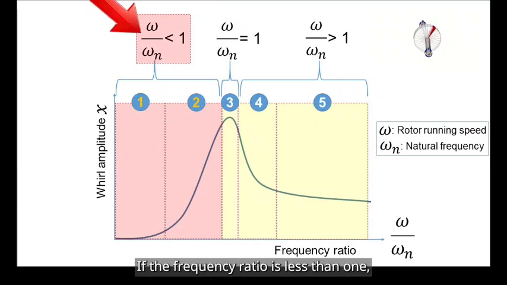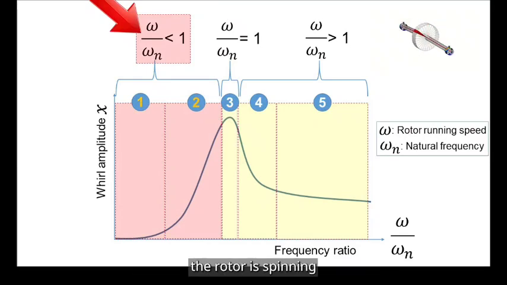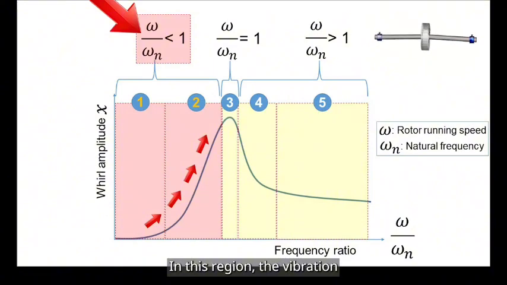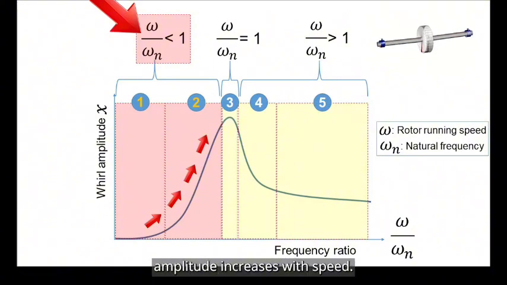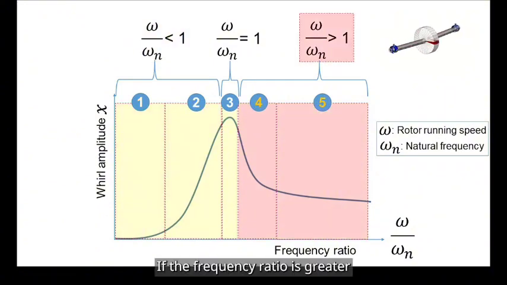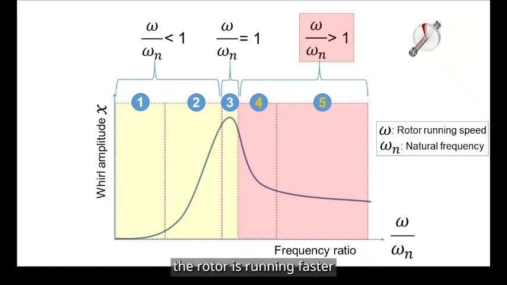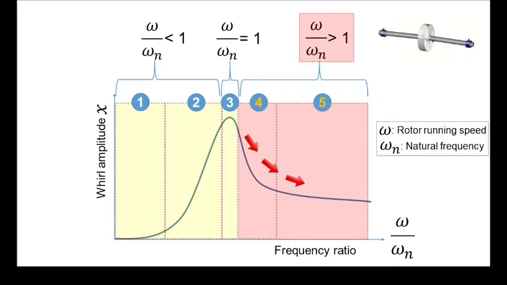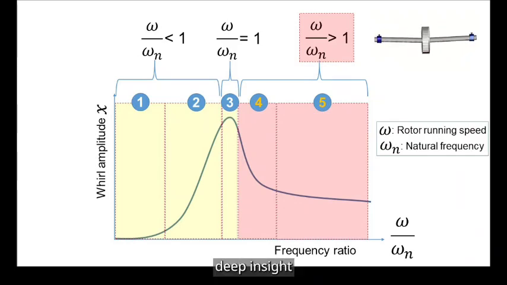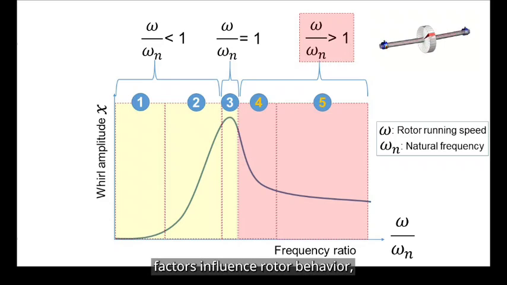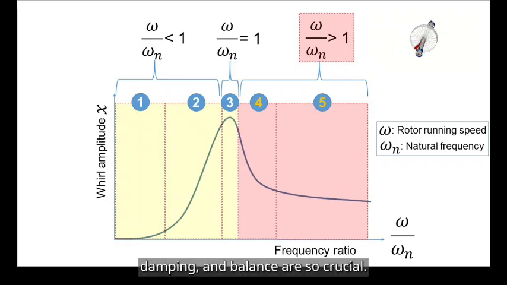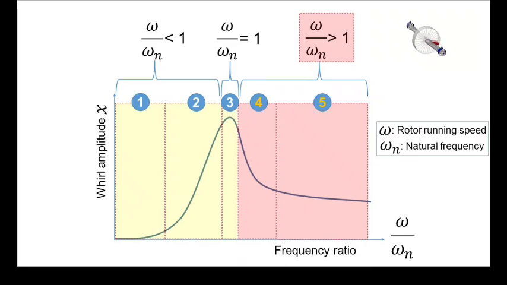If the frequency ratio is less than 1, the rotor is spinning below its natural frequency. In this region, the vibration amplitude increases with speed. If the frequency ratio is greater than 1, the rotor is running faster than the natural frequency, and the response starts to decrease as speed increases. Understanding this plot gives you deep insight into what factors influence rotor behavior and why design decisions like stiffness, damping, and balance are so crucial.